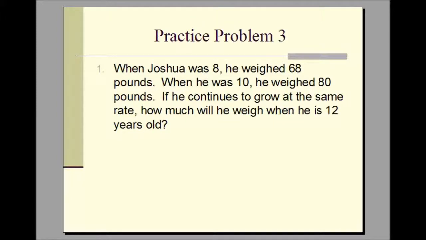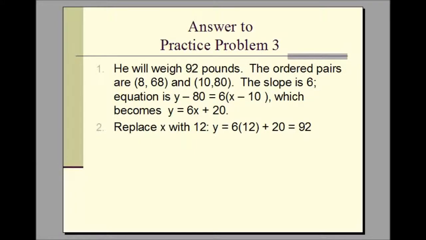Practice problem 3. When Joshua was 8, he weighed 68 pounds. When he was 10, he weighed 80 pounds. If he continues to grow at the same rate, how much will he weigh when he is 12 years old? He will weigh 92 pounds.